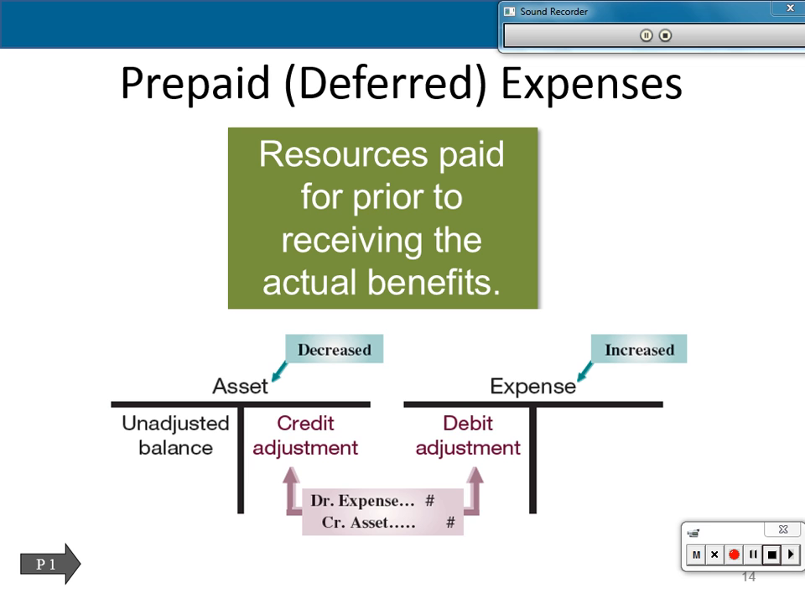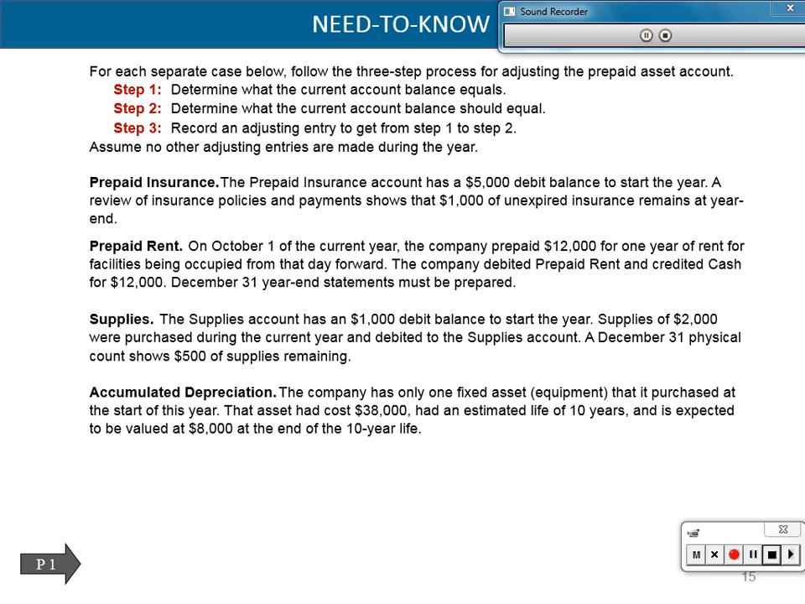Resources paid prior to receiving the actual benefits. So if it is an asset, once we debit that asset, that's unadjusted. And the reason it's unadjusted is because it's prepaid. So eventually you got to take it out of prepaid and put it in whatever the expense is, right? You decrease it once you recognize the expense. Debit that expense account, credit the asset. I'm going to give you real examples to make it more simple.